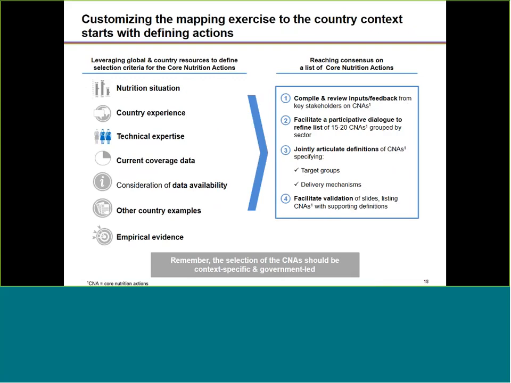One of the most important steps in the mapping preparation is the selection and definition of core nutrition actions. The country team can leverage existing global and country resources to define selection criteria that will meet the country's priorities. Some of the considerations that should be taken into account when selecting the actions to be mapped are as follows.